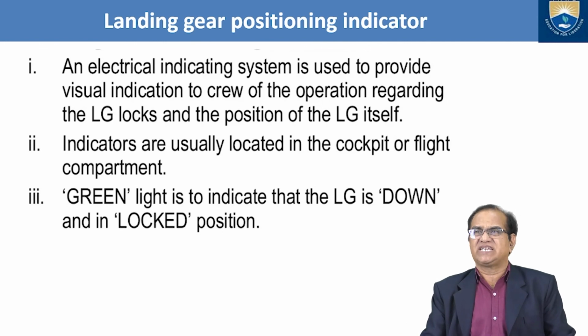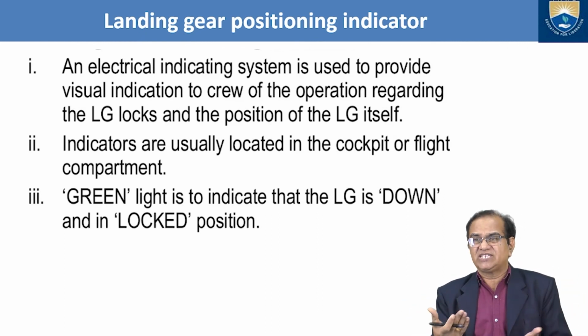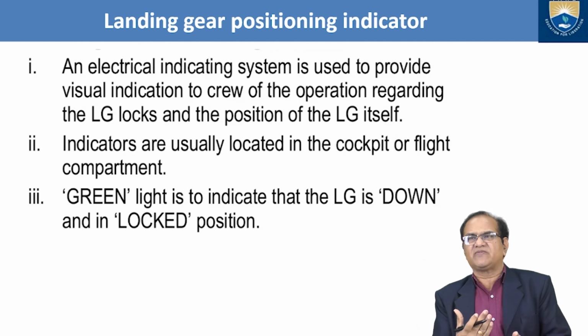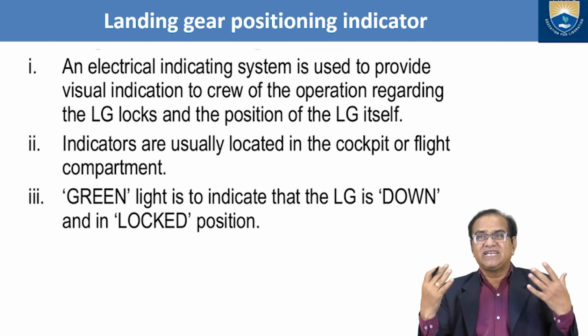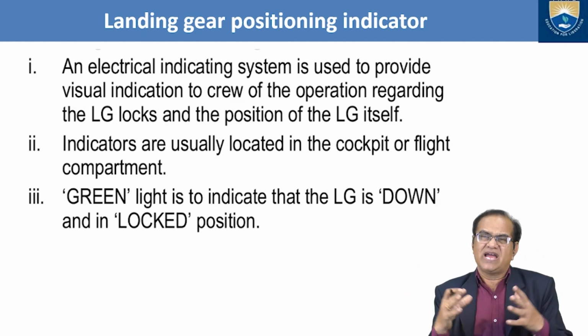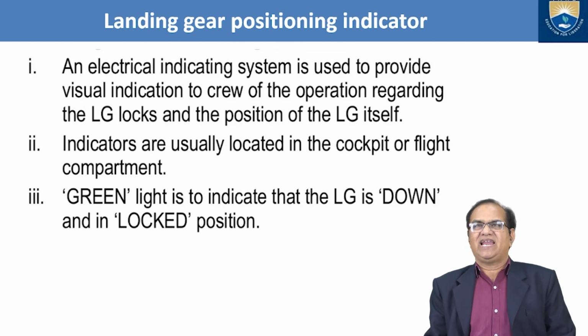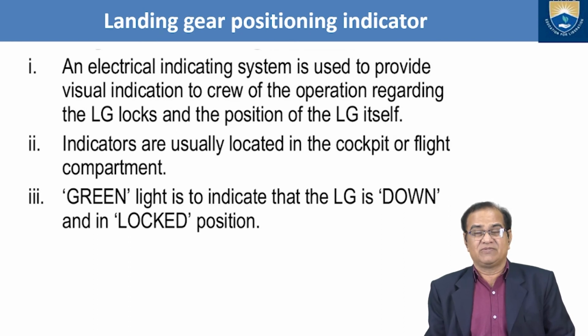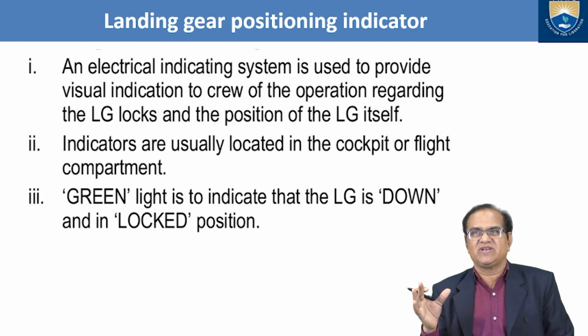Landing gear position indicator. How do we see which position the landing gear is in? Whether it is locked up or locked down or it is in between. We should know where the position is, and this position is indicated in the cockpit and the pilot will observe, and accordingly he or she will take the action as required. An electrical indicating system is used to provide visual indication to the crew regarding the landing gear lock and the position of the landing gear itself. So it will show whether the landing gear is locked or unlocked or it is in between.